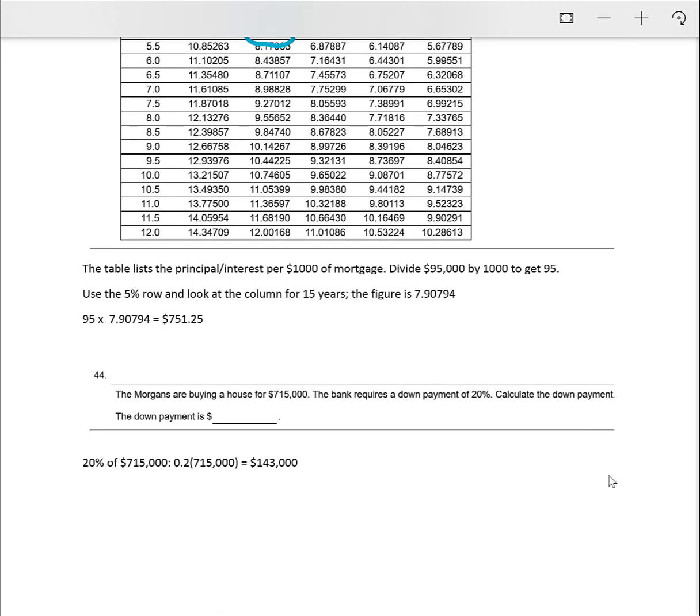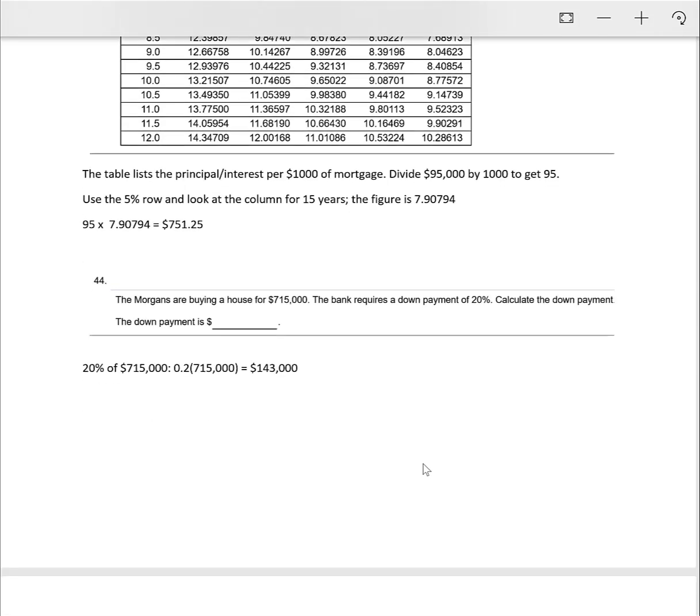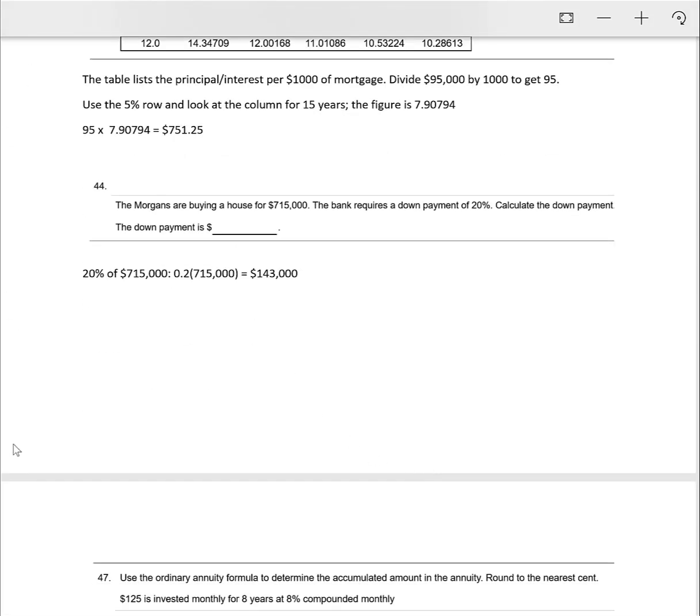This is a down payment problem. The Morgans are buying a home for $715,000. The bank requires a down payment of 20%. What is that down payment? So 20% of $715,000 is $143,000.